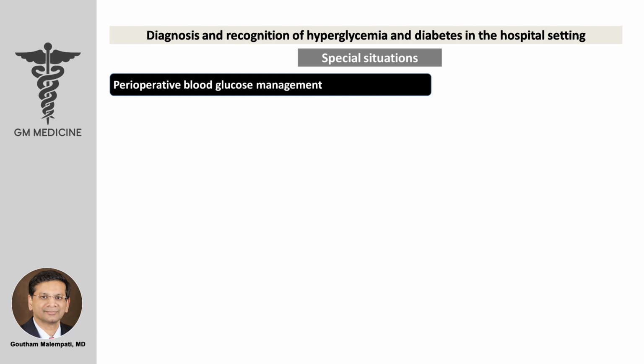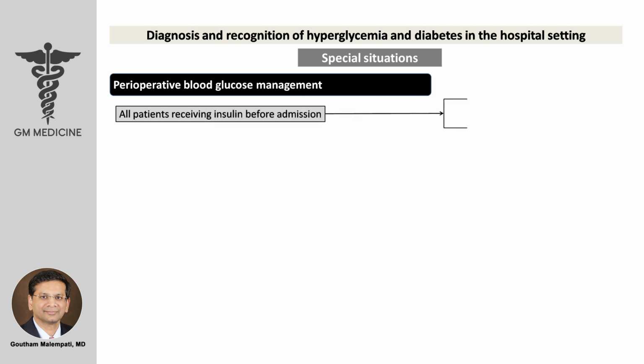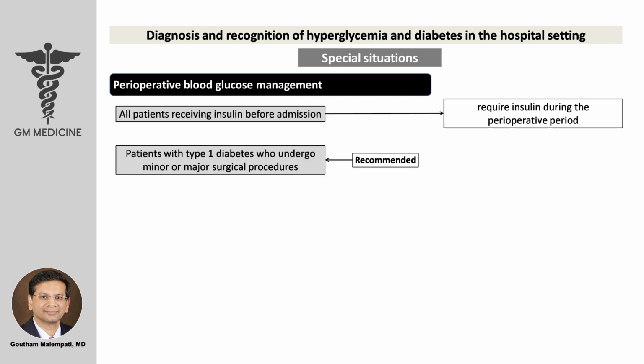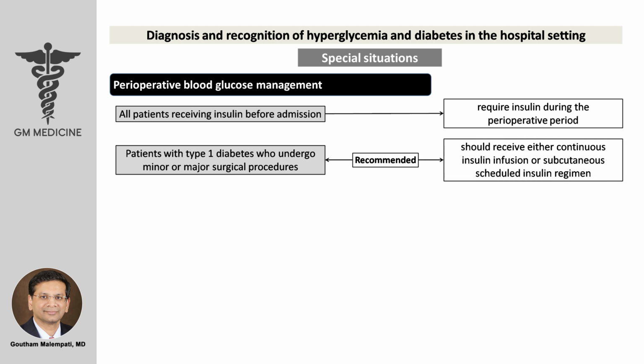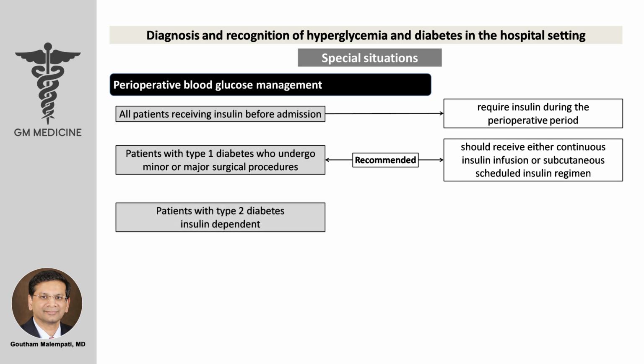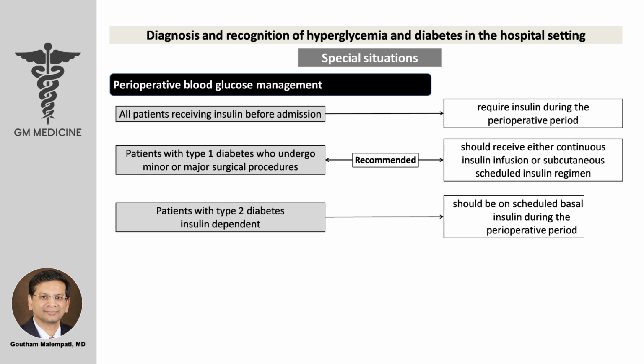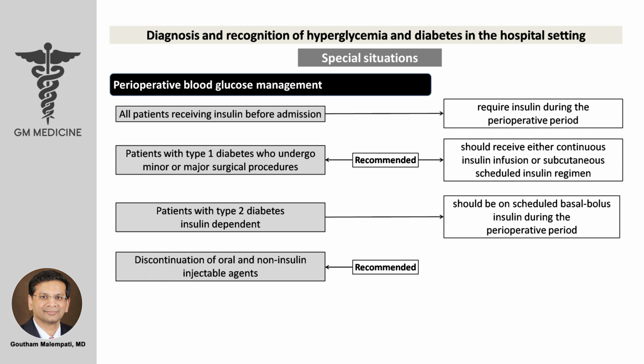Perioperative blood glucose management. All patients receiving insulin before admission require insulin during the perioperative period. Recommend that all patients with type 1 diabetes who undergo minor or major surgical procedures should receive either continuous insulin infusion or subcutaneous scheduled insulin regimen. Patients with type 2 diabetes, insulin dependent, should be on scheduled basal bolus insulin during the perioperative period. Recommend discontinuation of oral and non-insulin injectable agents before surgery.